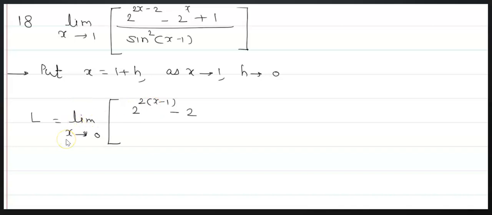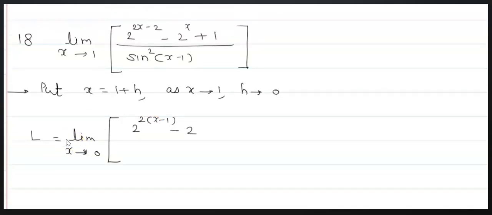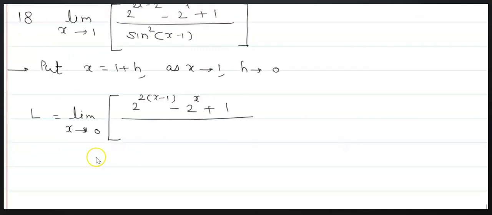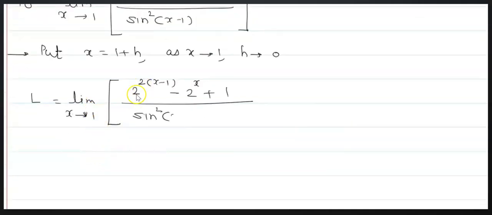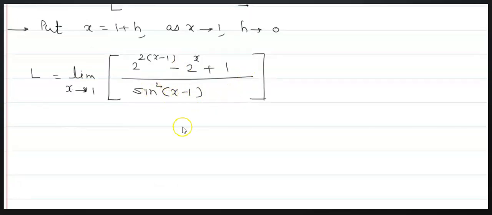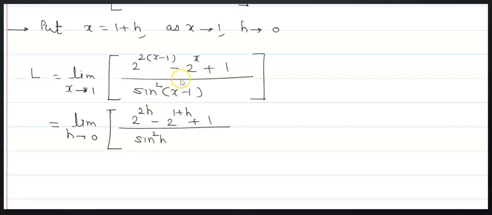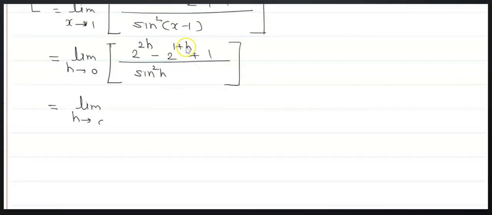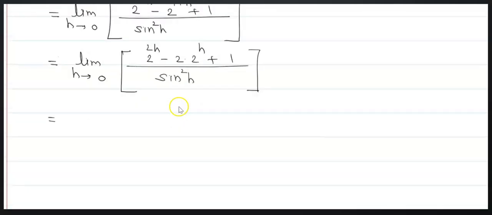Therefore, limit x tends to 1, (2 raised to 2(x minus 1) minus 2 raised to x plus 1) upon sin square (x minus 1). Therefore, limit h tends to 0, 2 raised to 2h, since x minus 1 is replaced by h. What is the value of x? x is 1 plus h, so plus 1 upon sin square h. Now 2 raised to 2h minus 2 into 2 raised to h plus 1 upon sin square h.